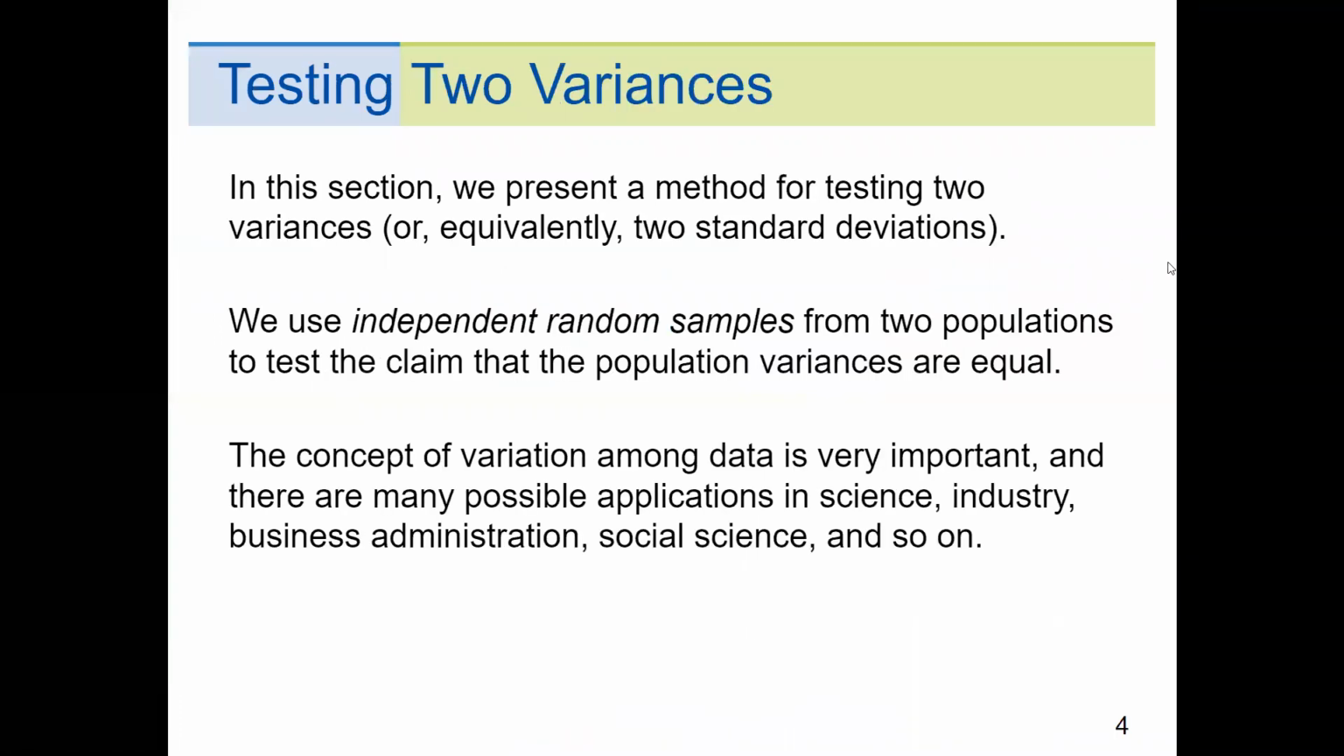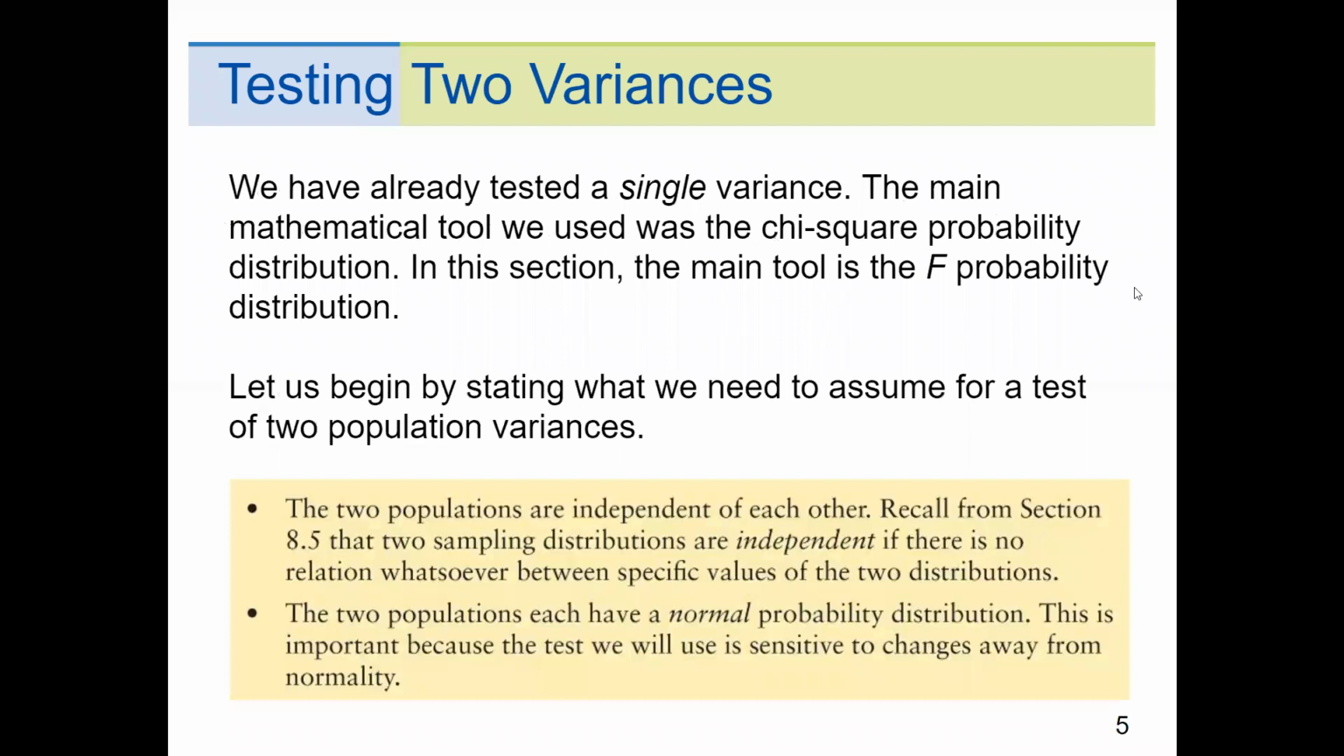In this section, we present a method for testing two variances, or equivalently two standard deviations. We use independent random samples from two populations to test the claim that the population variances are equal. The concept of variation among data is very important, and there are many possible applications in science, industry, business administration, social sciences, and so on.